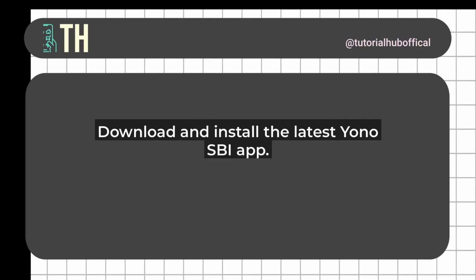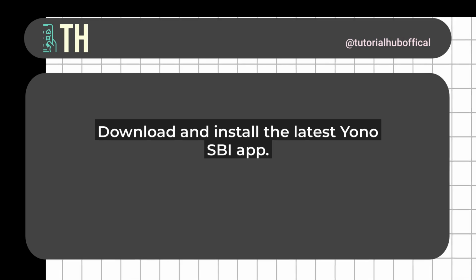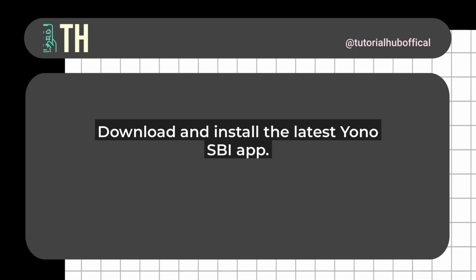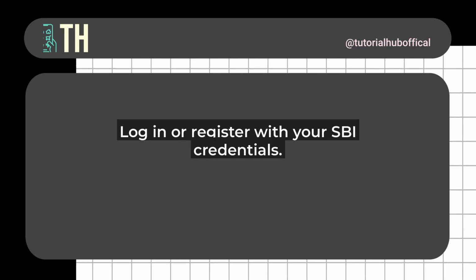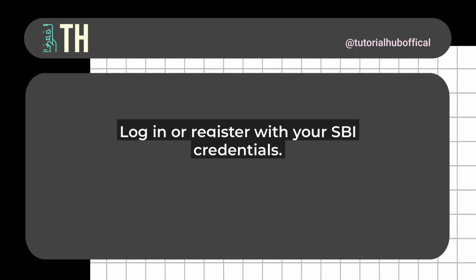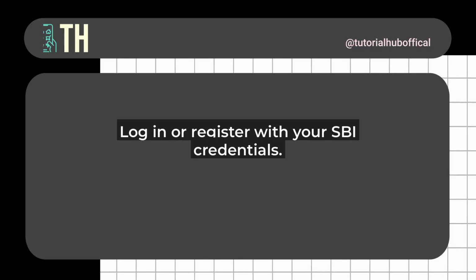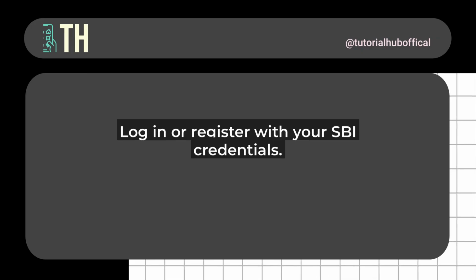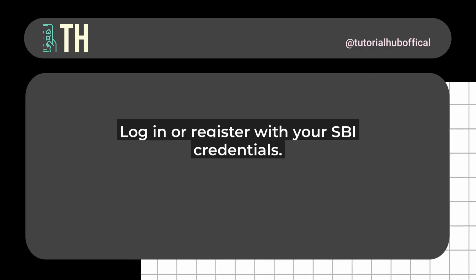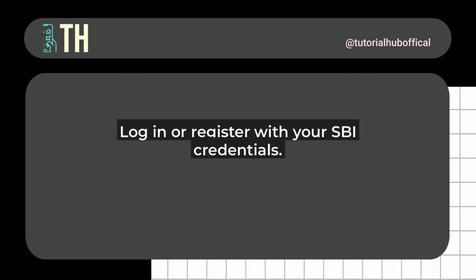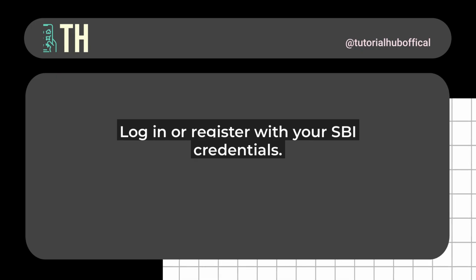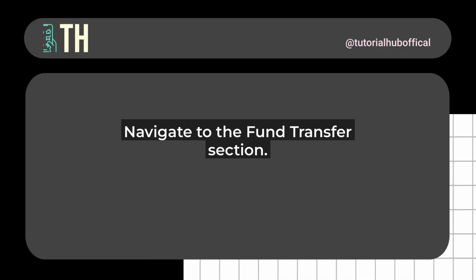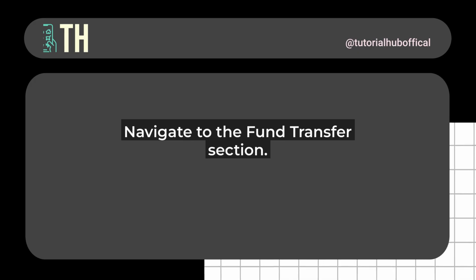First things first, make sure you have the Yono SBI app installed on your smartphone. If you don't, head to your app store, search for Yono SBI, and download the latest 2025 version. It's free and updated with enhanced security features like biometric login and AI-driven fraud detection. Once installed, open the app and log in with your SBI credentials. If you're a new user, you'll need to register using your SBI account details. Don't worry, it's straightforward and only takes a minute.